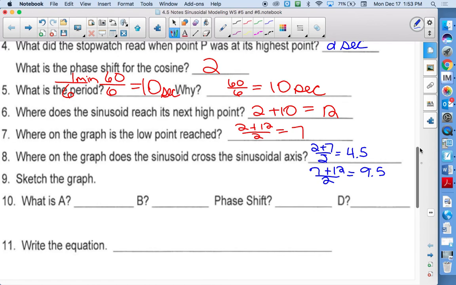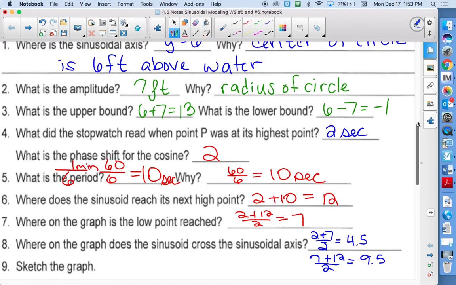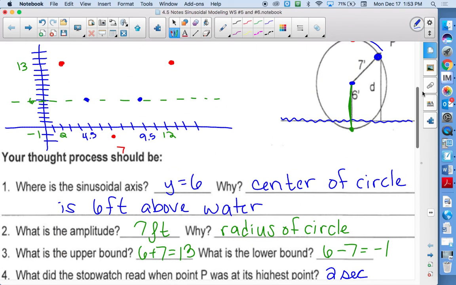So the last thing it says is to sketch the graph, which we have pretty much everything on the graph. We just need to connect our dots. Try and make it curved. Some of your graphs are not very curvy. These are not peaks. It's a nice wave, a curve. So we took our circular motion of the water wheel, and we've now created a sinusoid. We made ours look like a cosine graph.